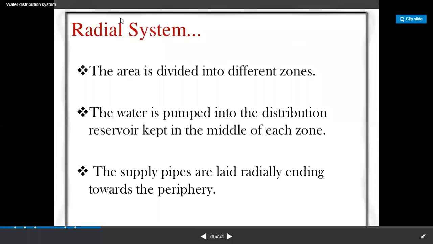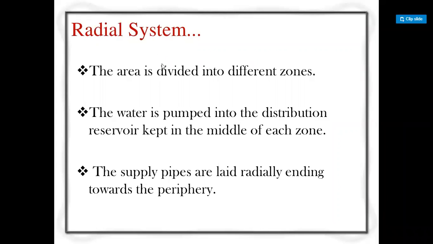After the dead end system of water distribution network, next is the radial system. See, the area is divided into different zones. When the area of any city is divided into different zones, then the radial system is used. The water is pumped into the distribution reservoir kept in the middle of each zone. Water is pumped into the reservoirs, and this reservoir is placed at the middle of the zone. Now consider, a zone means one circle.